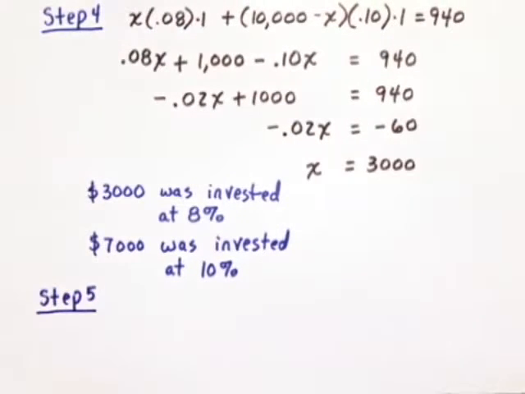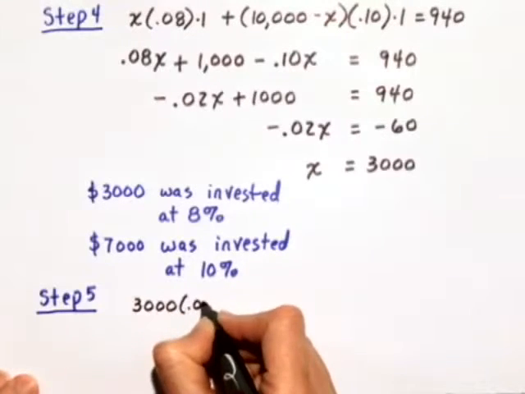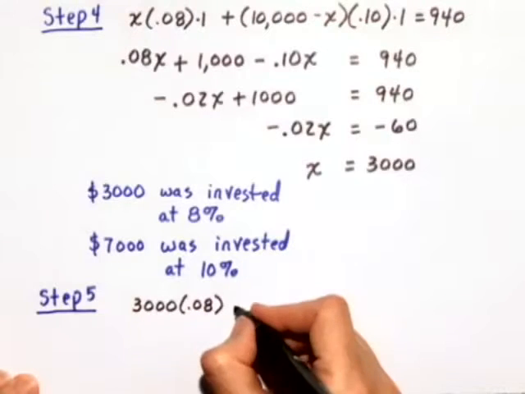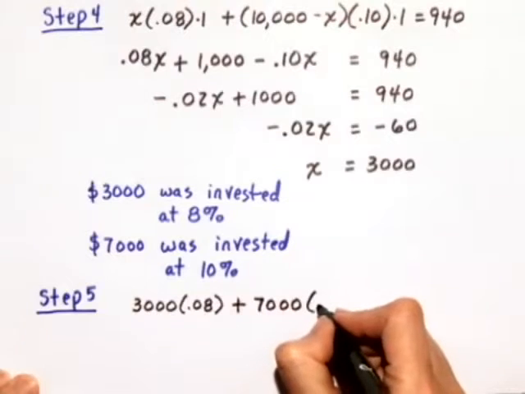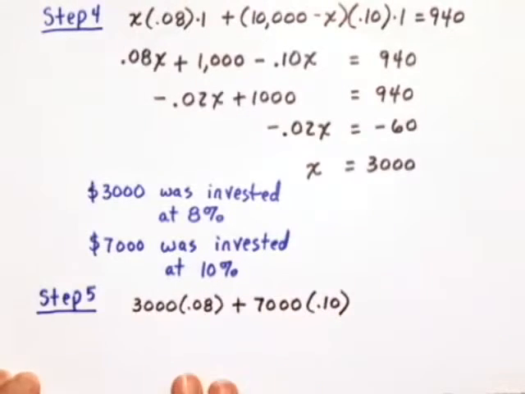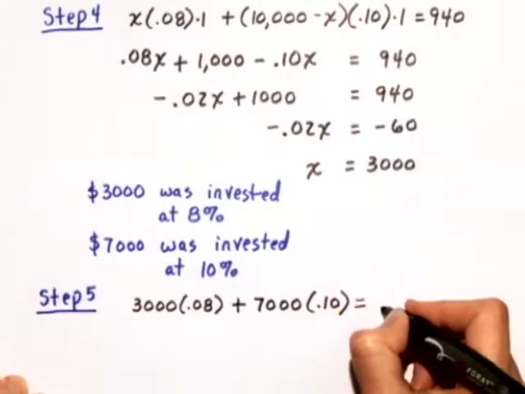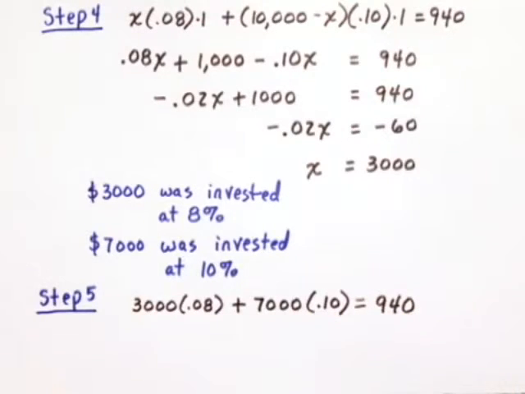How can we check our work? Well, we have principal that was invested, $3,000. If $3,000 was invested at 8%, the interest earned would be 3,000 times 0.08. Plus, if 7,000 was invested at 10%, the interest earned would be 7,000 times 0.10. If we multiply out these numbers and add the two quantities, we get a total of 940. So our solution is correct.